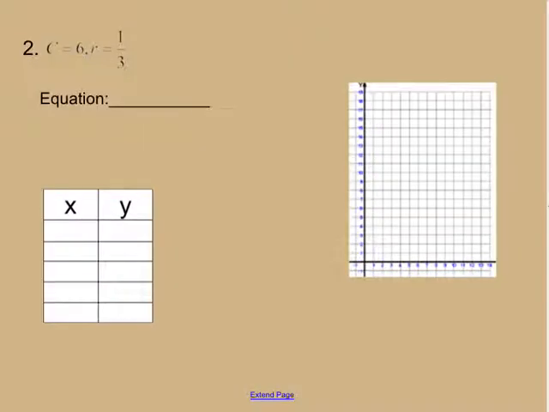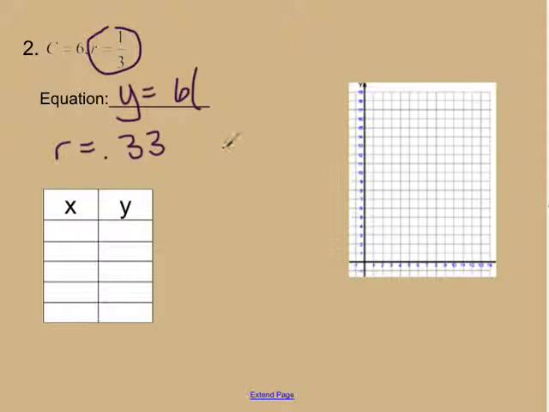Let's take a look at number 2. So for number 2, what we want to do is maybe convert this fraction to a decimal, because that's what we're used to seeing. So since r is 1/3, that's going to be the decimal 0.33. So we can go ahead and plug that in. So then I get that y is equal to 6 times, and then in here it's going to be 1 plus 0.33. Well, what is 1 plus 0.33? That's going to be 1.33. And that's going to be raised to the x power or to the t power.